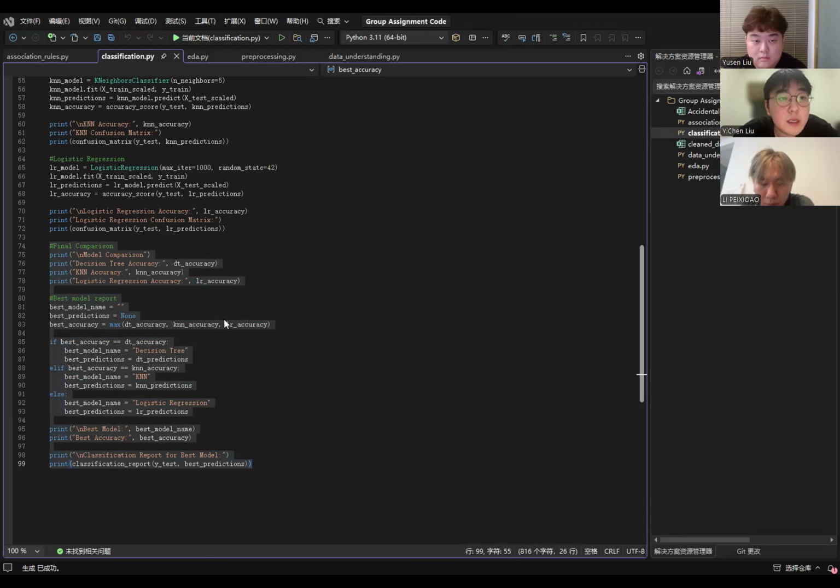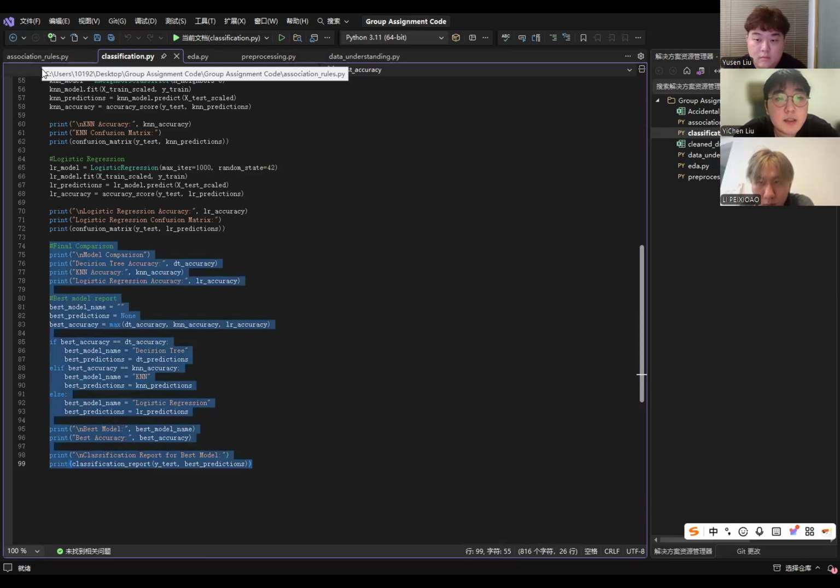The result makes sense because the selected drug-related features are directly connected to opioid deaths. So logistic regression can learn a clear relationship from the data. Okay, I will now pass to my teammate who will explain the association rule mining part and the final conclusions.